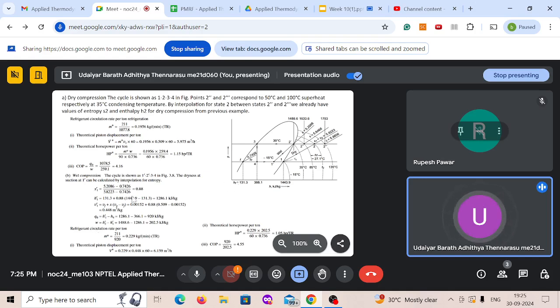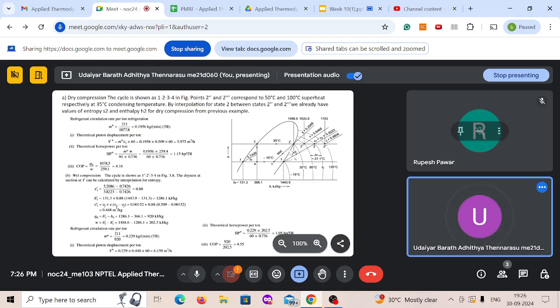So the refrigerant circulation rate for this case is 0.229 kg per minute, because now the density at the compressor is also higher, so there is more mass flow rate across the refrigerant loop. Next is the theoretical piston displacement, which is again mass into specific volume into 60 to convert into meter cube per hour. So 6.159 meter cube per hour, so that you are converting into horsepower the work, and similarly COP will come out to be 4.55.